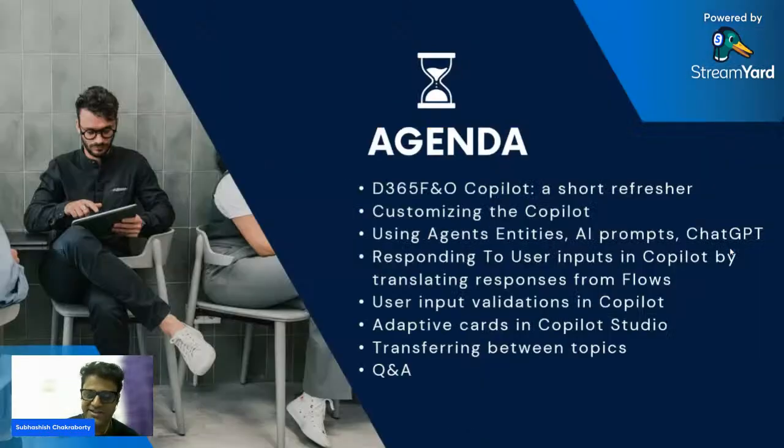This session is primarily going to cover these topics and subtopics. For example, I'm going to give a short refresher on Finance and Operation Copilot. How can you customize the Copilot using agents, entities, AI prompts, and ChatGPT? Responding to user prompts in Copilot by translating responses from flows, user input validations on Copilot, adaptive cards in Copilot Studio, and transferring between topics. And finally, I will keep the floor open for questions and answers.